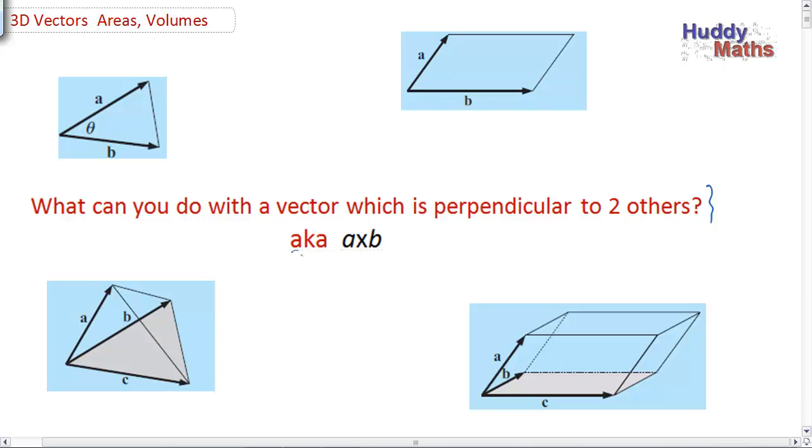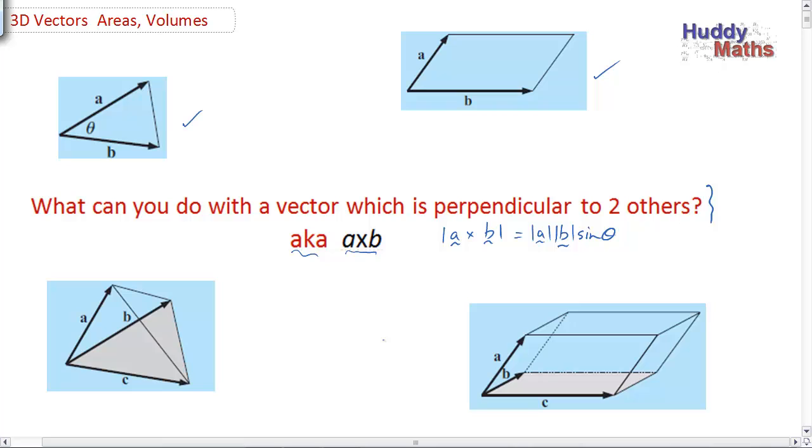What can you do with A cross B? What can you do with that? I don't know whether you thought about areas and volumes, because in calculating many areas and volumes you need a perpendicular vector, don't you? And also, I don't know whether you might like to look at these and think of another result we had. The size of A cross B was equal to the length of A by the length of B by the sine of the angle between them.